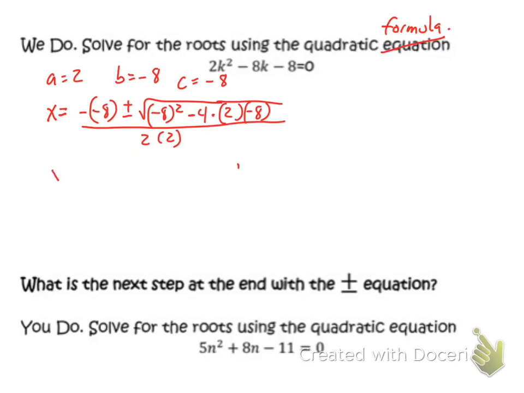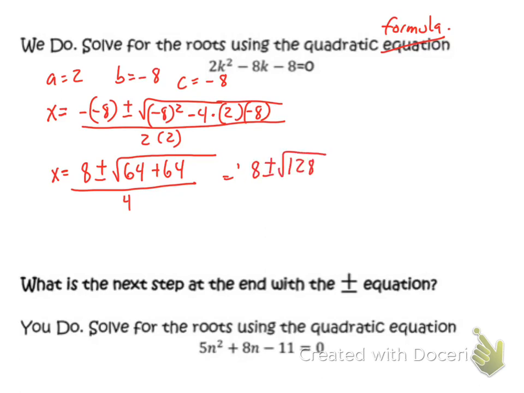So simplifying, we took this last week, so -8 becomes +8, plus and minus the square root of -8 squared. -8 times -8 is +64. -4 times 2 is -8. -8 times 8 is going to give us +64. All over 2 times 2 is 4. Ooh, what a struggle. Is equal to 8 plus and minus the square root of 128 all over 4.